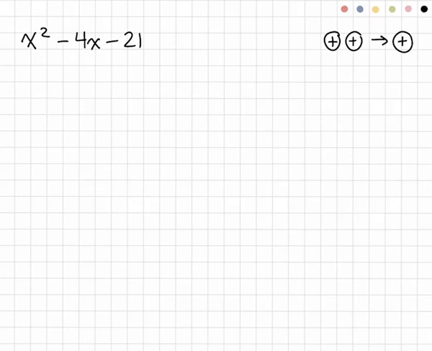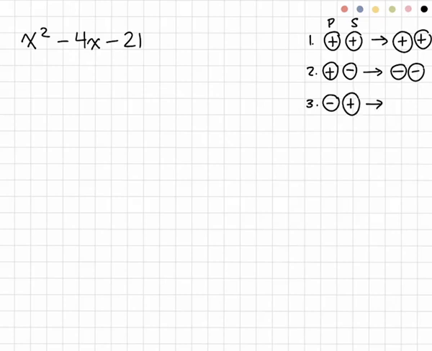The second one we did, and I should write this here, the product and the sum, was when the product was positive but the sum was negative. And that meant that both my numbers had to be negative. The third one that we just did was when the product was negative, but the sum was positive, and it kind of went either way. I knew that I needed a combination of both numbers. I was either going to have a positive and a negative number, or a negative and a positive number.